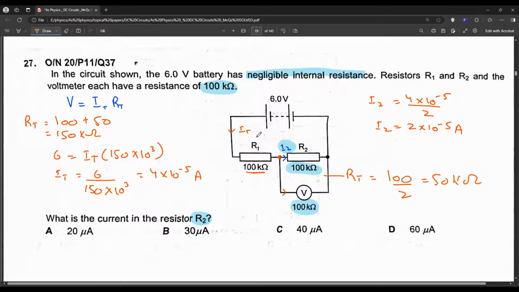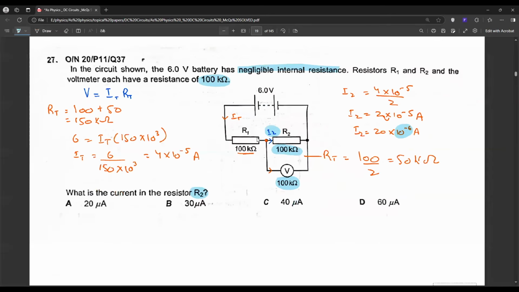What can you do? You can say that this is a decimal point. Let's take it one place forward. 20 into 10 raised to the power of minus 6 ampere is your current I2. 10 raised to the power of minus 6 is equal to what? Micro. 20 micro ampere is your answer. I2 is your answer. A is your answer. Perfect. Let's further move ahead.